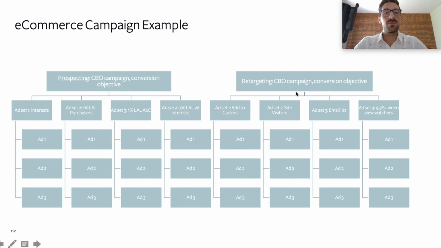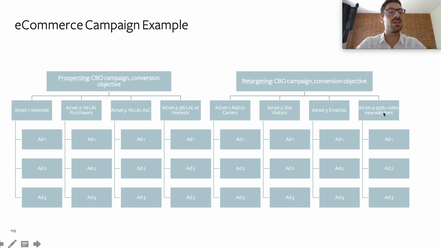And on the right, we have my retargeting campaign. Again, conversion objective, budget at the campaign level. And then I'll have ad sets that are very different here. So these are people that have had an interaction with me in the past or with my brand. The first ad set will be people who added to cart but didn't purchase. The second one will be people who visited my site. The third one will be an email list that I've been collecting, but you can replace this with something else if you don't have an email list.